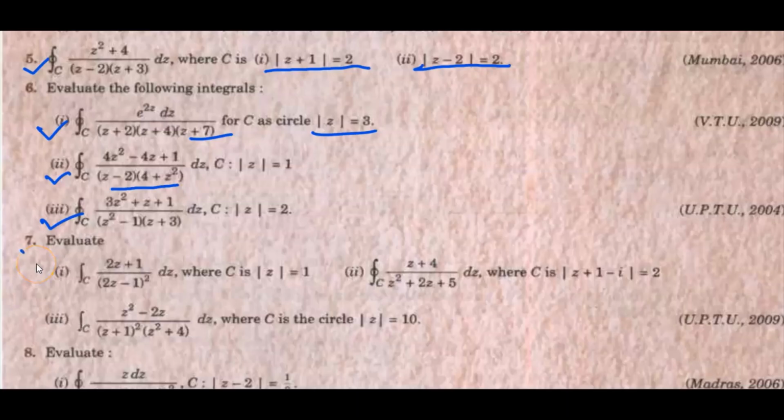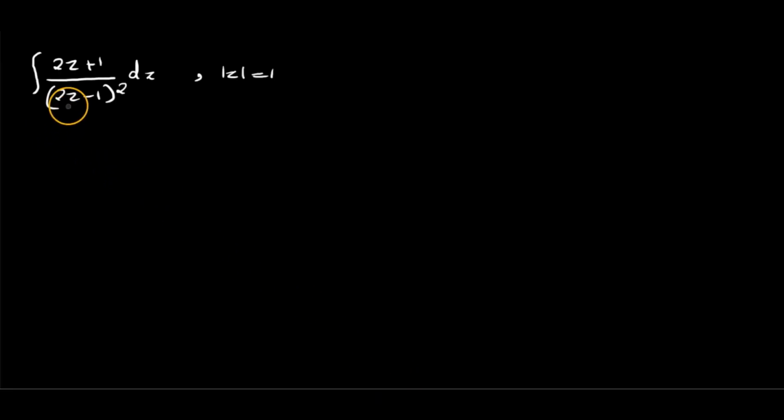Next, 7th question. First, integral of (2z plus 1) divided by (2z minus 1) whole square dz, where C is the unit circle, mod z equal to 1. So 2z minus 1 is in the denominator. 2z minus 1 equal to 0 when z is equal to 1 by 2. So z equal to 1 by 2 is the singular point of this function, and z equal to 1 by 2 is inside the unit circle.